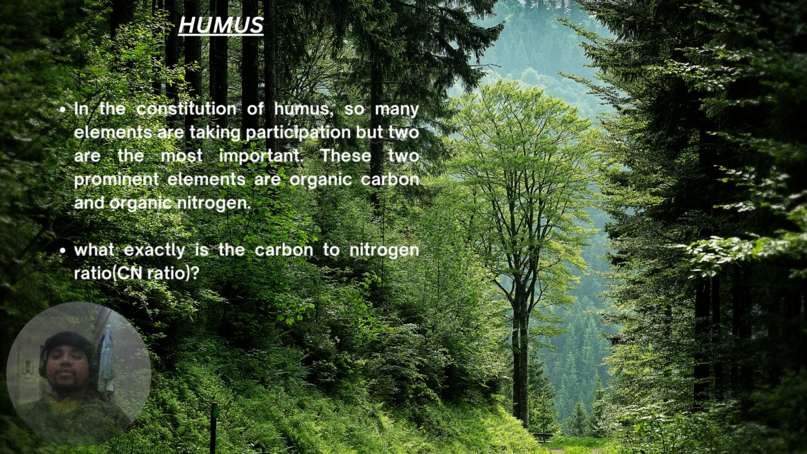That means for the constitution of the humus body, 1 kg of organic nitrogen combines with 10 kg of organic carbon and then the humus is created. This 1 kg of organic nitrogen will combine with only 10 kg of organic carbon, not 9, not 11. The ratio is fixed.